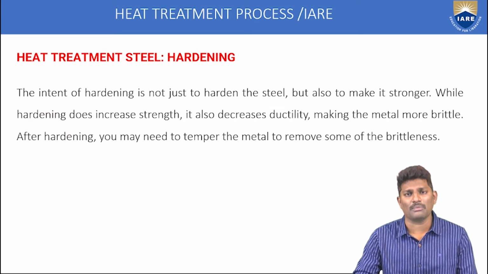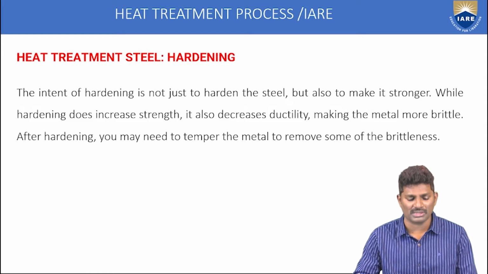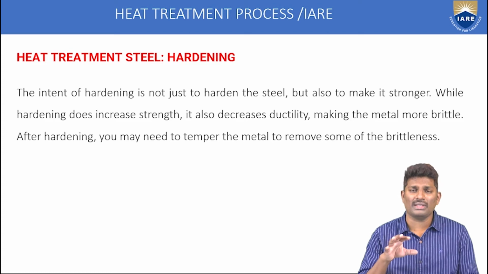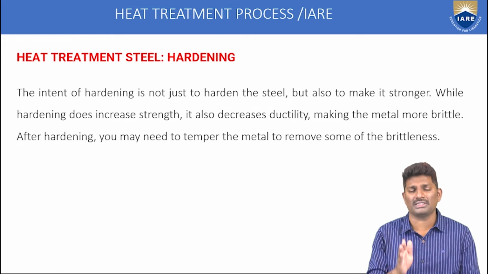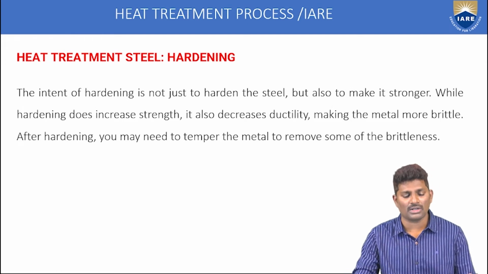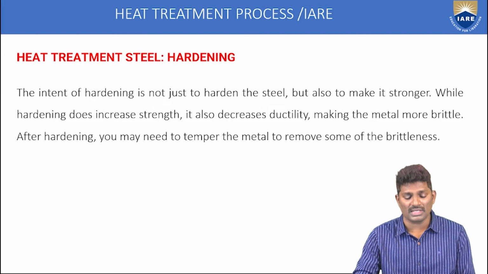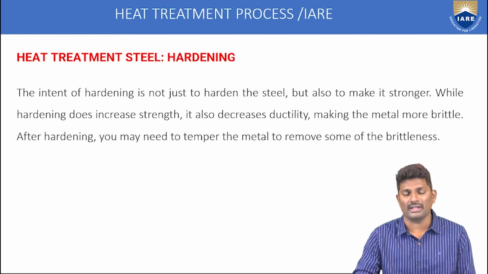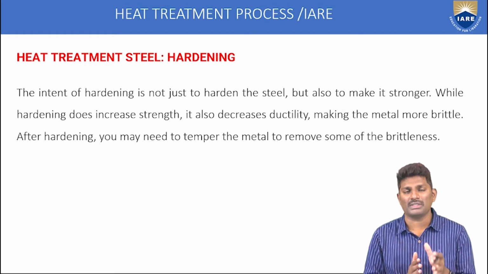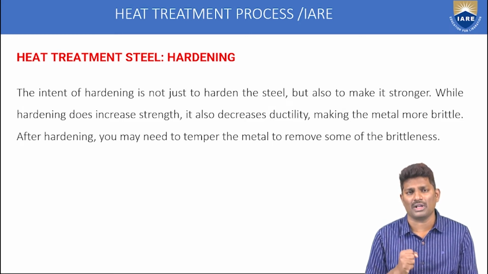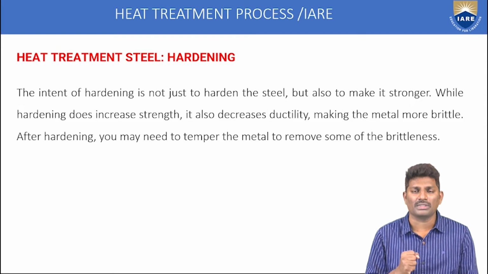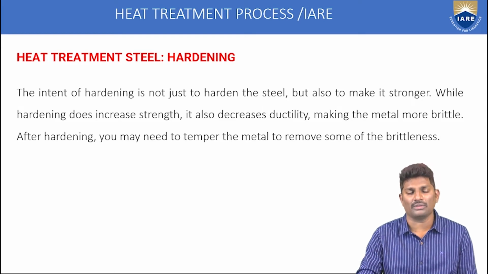And coming to another type of heat treatment process, we have hardening. The third type of heat treatment process is hardening. Though the name itself is hardening, so we can achieve the hardness of the metal, but it is not restricted to hardness only. So the intent is not just to harden the steel, but also make it stronger. So that is what you have to identify. Though the purpose is to harden the material, in the same way it is trying to increase the strength of the material also. That is the most important aspect of hardening of steel.